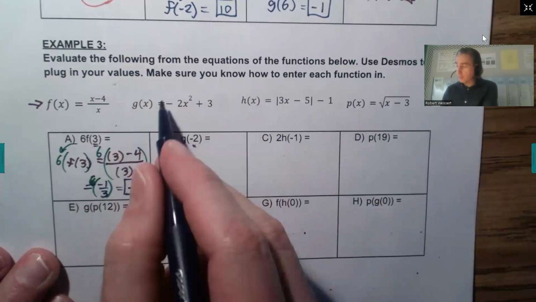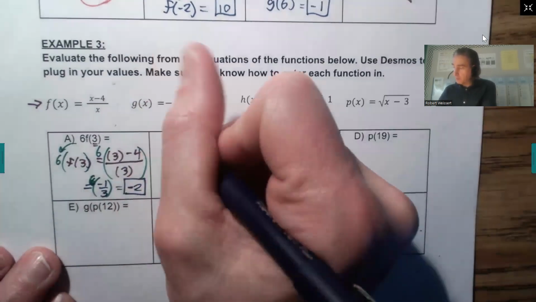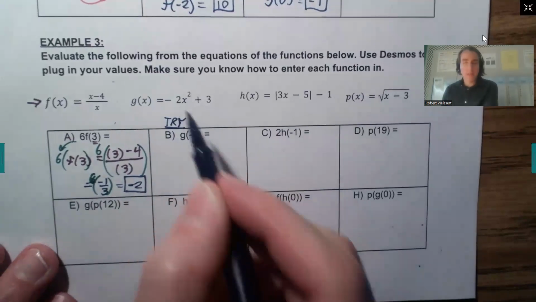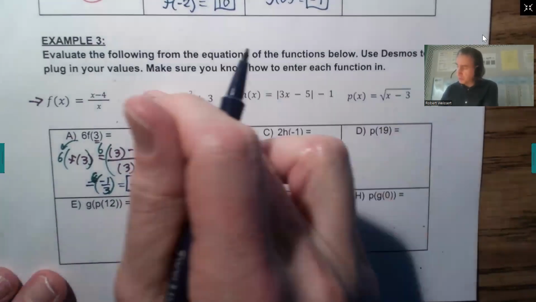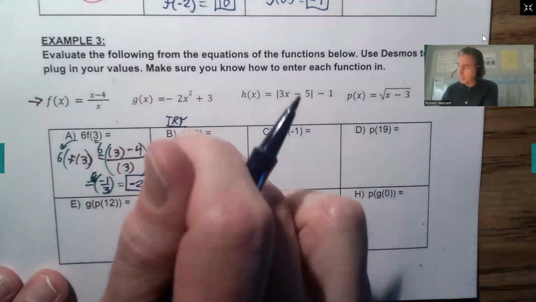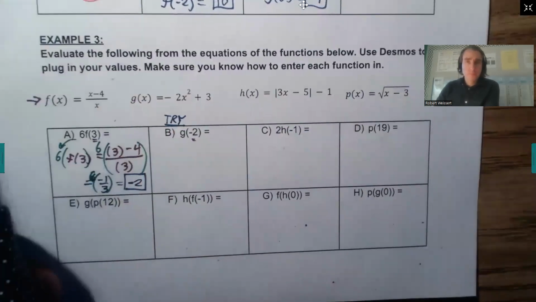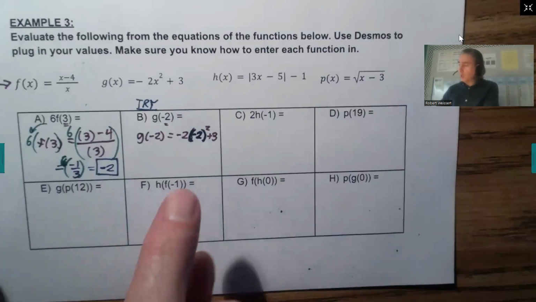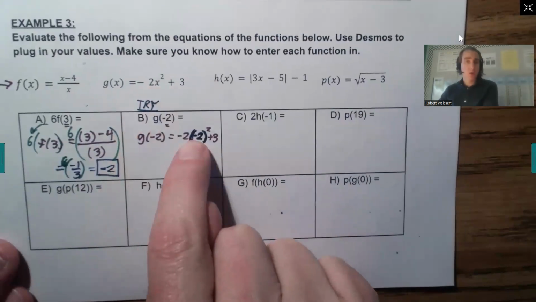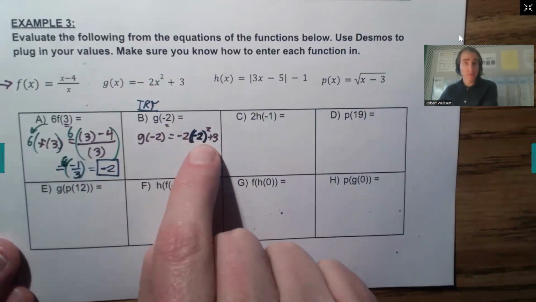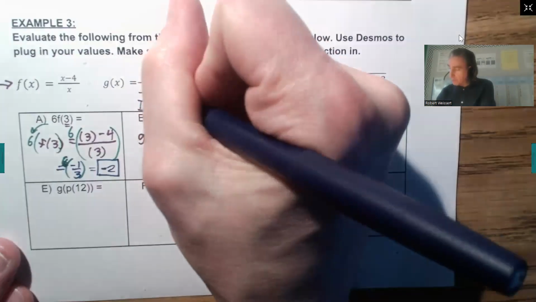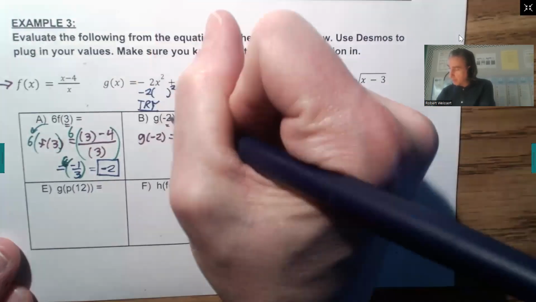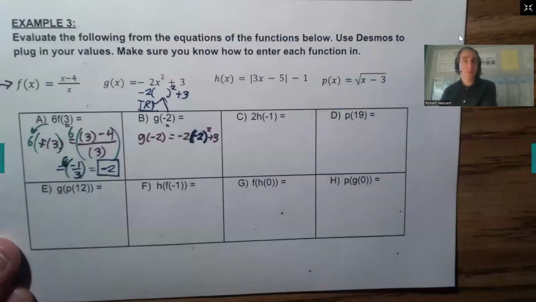So if you would try g of negative 2, pause the video, see if you can follow those same steps and plug it into the g function for your x values for negative 2. When you write it, you're going to replace the x with the open parentheses and place the negative 2. It's kind of like I'm going to do negative 2 parentheses squared plus 3, and we're going to take that and just plug it right into there, okay?